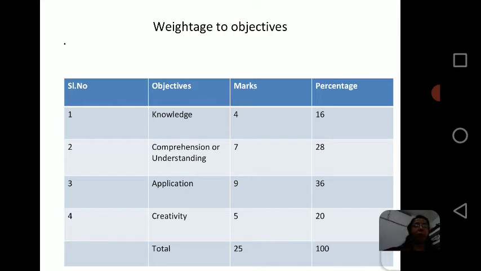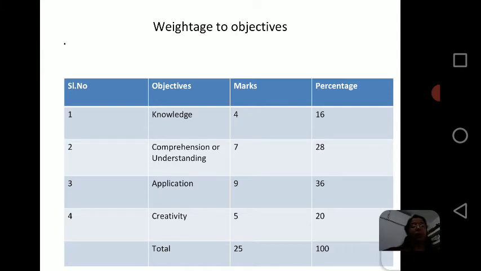It depends on the content, the hours of teaching learning experience provided to the learners, the nature of the content, etc. It is totally left to the teacher concerned. She can design, she can give weightage to any level of objective in any manner.